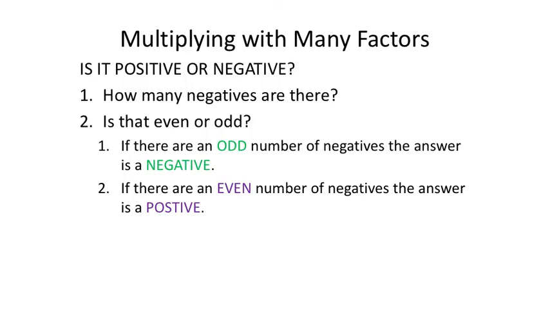So here is what we're looking at. It says, how many negatives are there? That's a question we've got to ask ourselves when we look at long problems like that one. We would not look at a number like -4 and say this is 4 negatives. It's just one negative. So we'd say that's one negative.